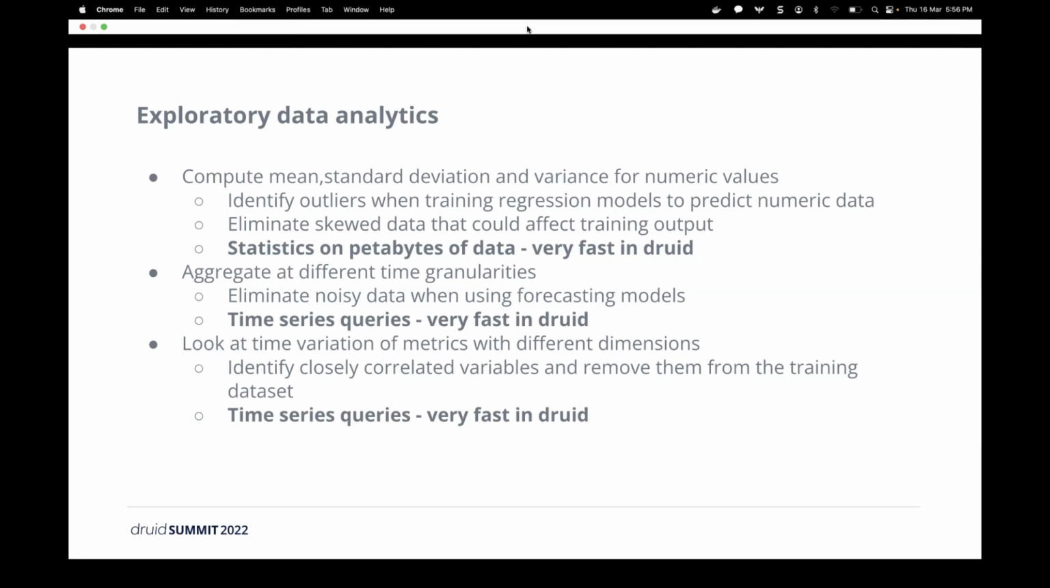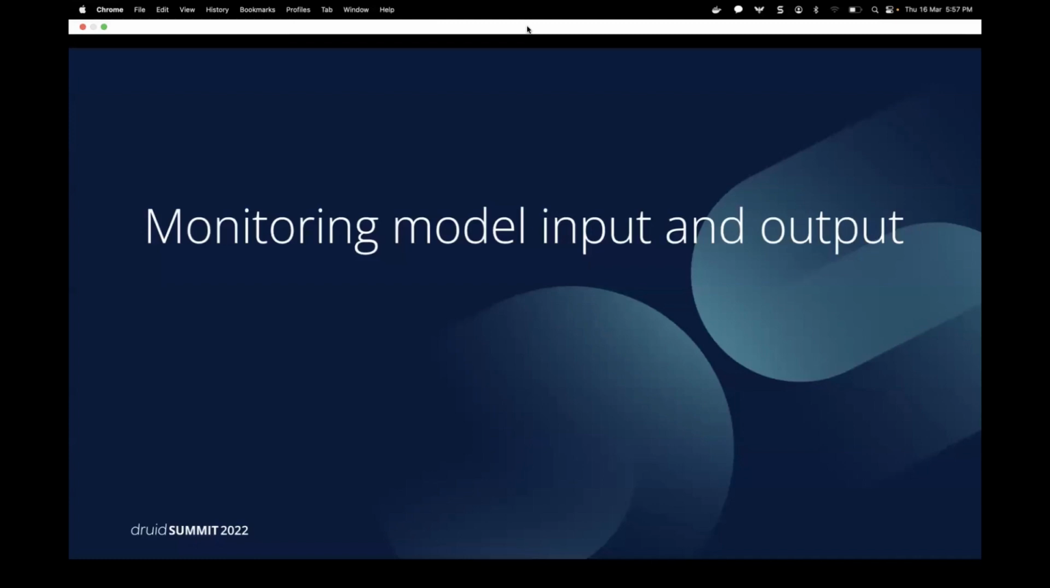And you want to look at time variation of different metrics with different dimensions, right? So how do the metrics change with different dimensions? Because your whole idea in model training is often to remove variables that are highly correlated. So these become time series queries in Druid, again, very fast.